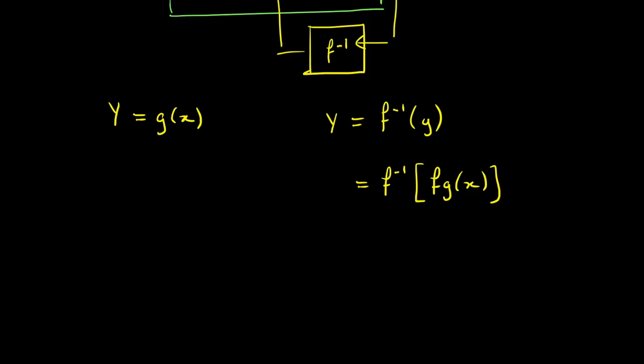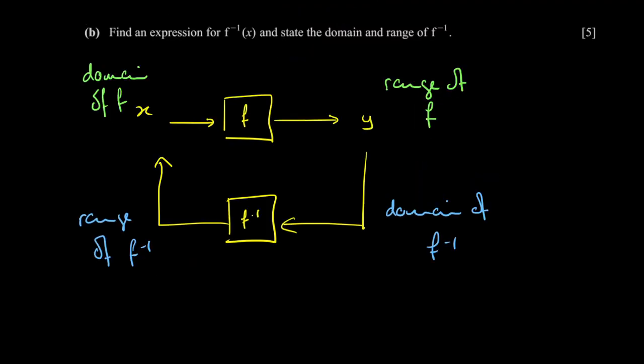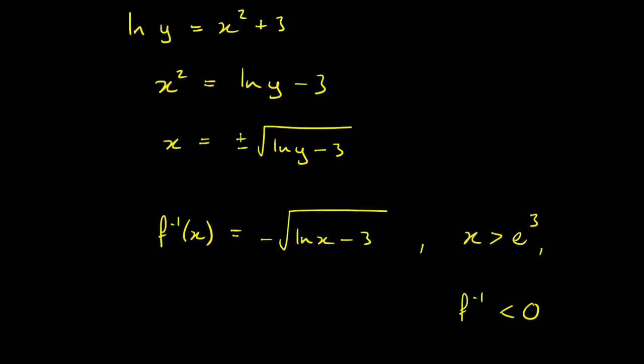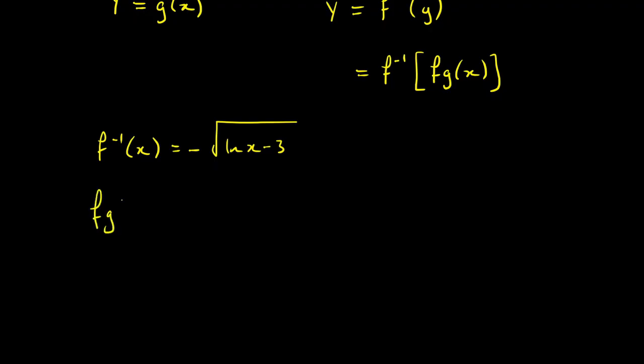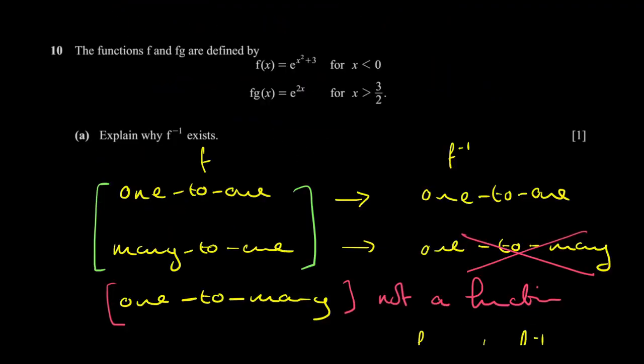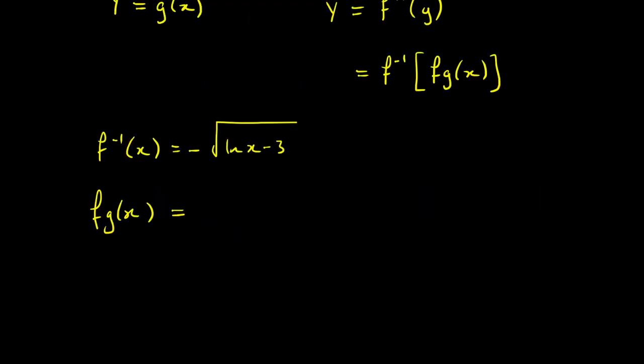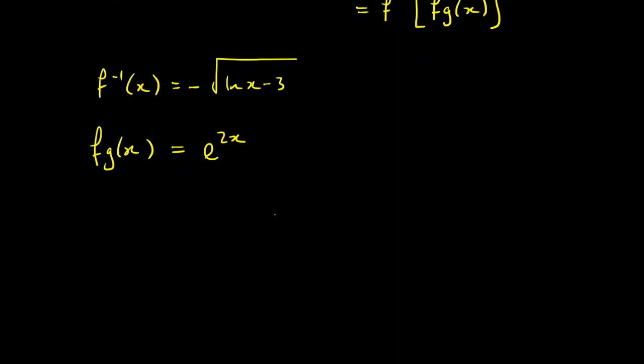So let's state what those two things are. We just said that f inverse of x was equal to negative, oh my goodness, what was it? Negative the square root of ln x minus 3. And we are told in the question that fg of x is equal to, where was it? e to the power of 2x. So what we want to do is, basically we're saying that g of x, big Y, is equal to f inverse of this thing here, fg of x, e to 2x. So I'm going to substitute e to the 2x into here.